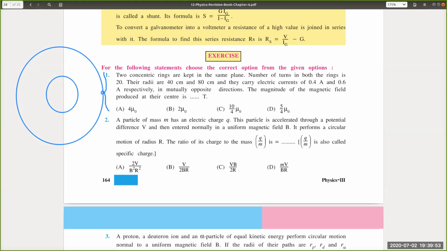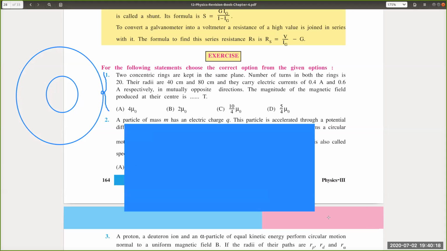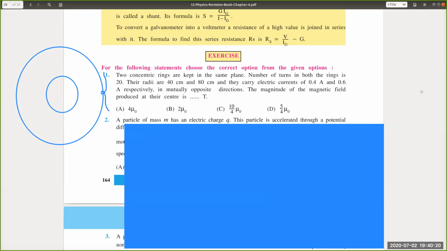Explain it, Mohan. It's two concentric circles, and they want the magnitude of their magnetic field at the center. You can use the formula mu naught I by 2R, where R is the radius of the respective circles, and the directions of the currents are opposite. So whichever has the greater magnitude, just subtract from that. That will be the answer.